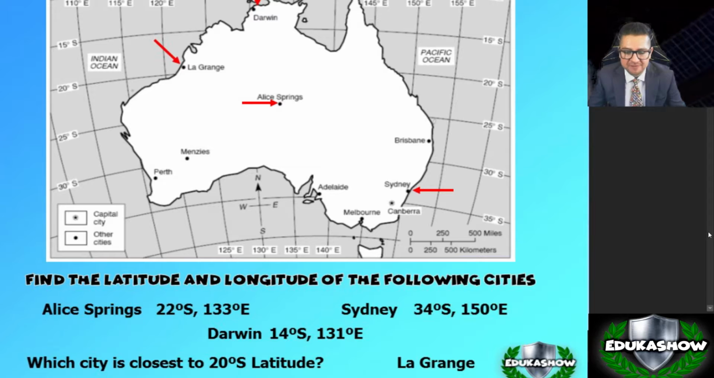The final question of that activity was, which city is closest to 20 degrees south latitude? And of course that was Lagrange.